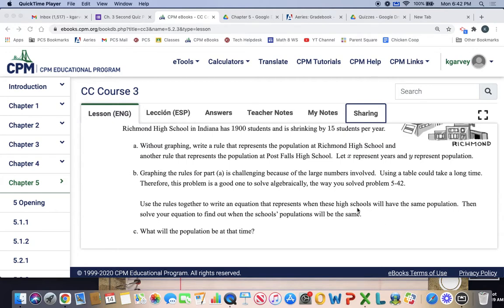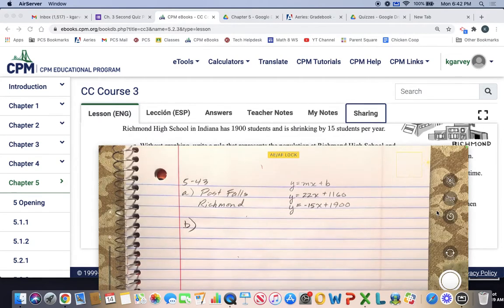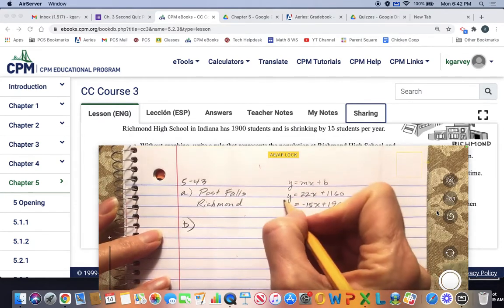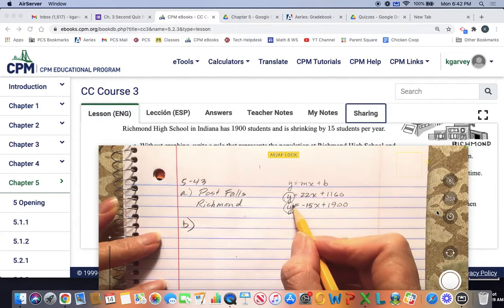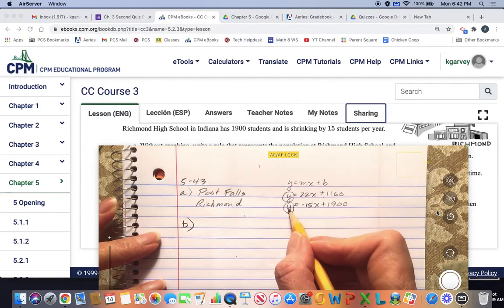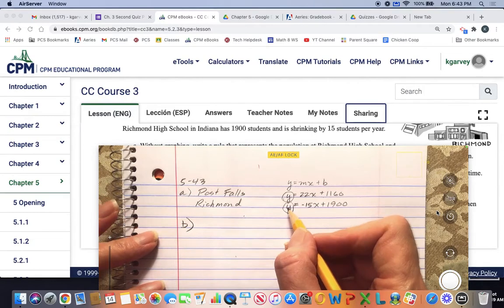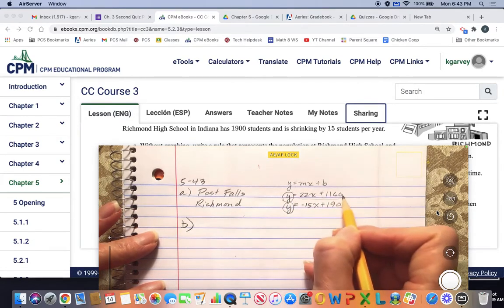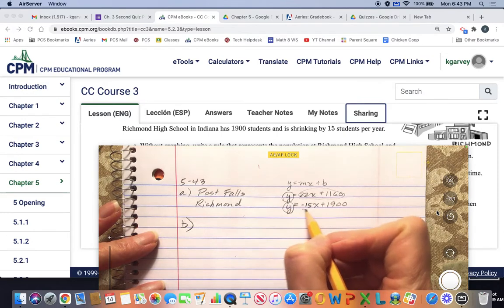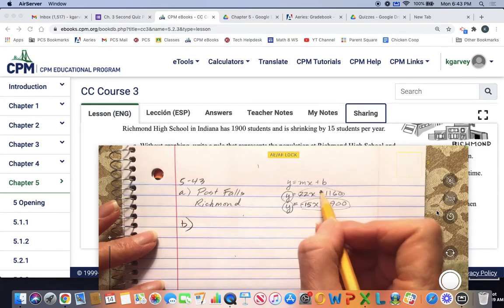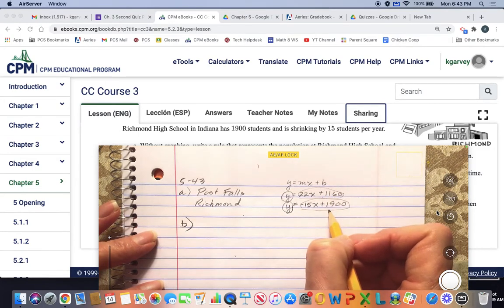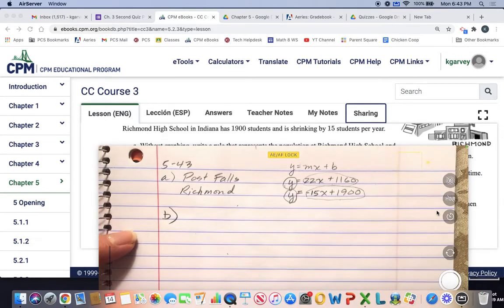So we want to write an equation that represents when the two high schools will have the same population. We can do that just by recognizing that Y is equal to the total population. So when both of these have the same Y, they'll have the same population. And because this Y is equal to all of this, and this Y is equal to all of this, if we make these equal to each other, then these two things are also equal to each other. And that's how we're going to set up our equation.